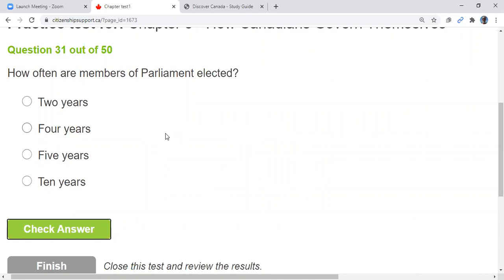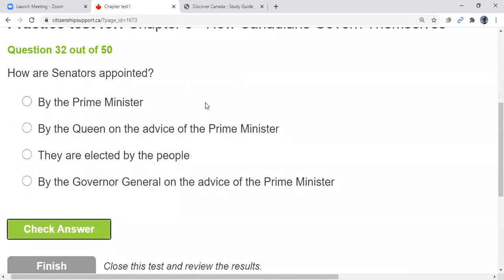What do you think? 5 years or 4 years? Want to try 4? Let's try 4. Yeah, very good. Every 4 years they have to do it. And then could you do this one, please, Diallo? How are senators appointed?